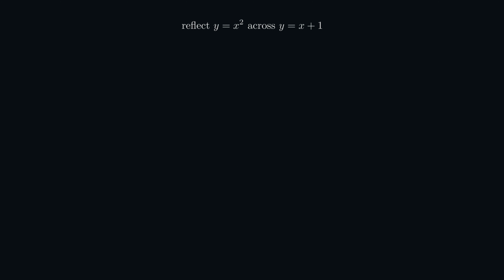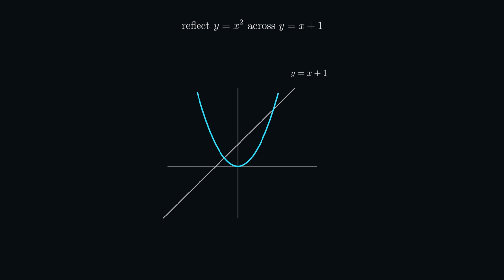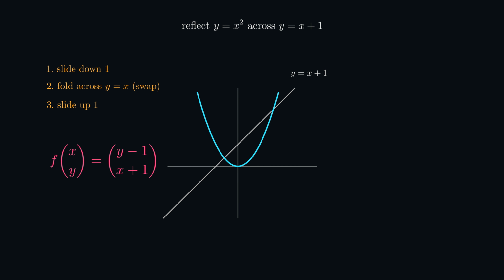Reflect the parabola y equals x squared across the line y equals x plus 1. None of our 4 mirrors is this line. But we can build the new mirror out of moves we already own. Slide the whole plane down 1. The mirror becomes y equals x. Fold across it, that swaps coordinates.